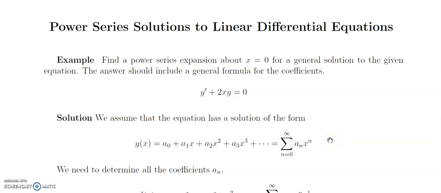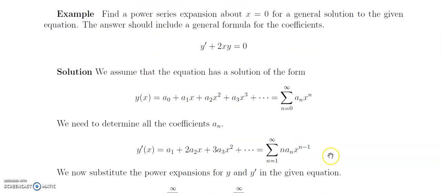In this example, we will find a power series solution to a differential equation. So let's find the power series expansion about x equals 0 for a general solution to the given equation, y prime plus 2xy equals 0. We start by assuming that the solution is a power series about x equals 0, so it has this general form: the sum of a sub n times x to the n, with n from 0 to infinity.